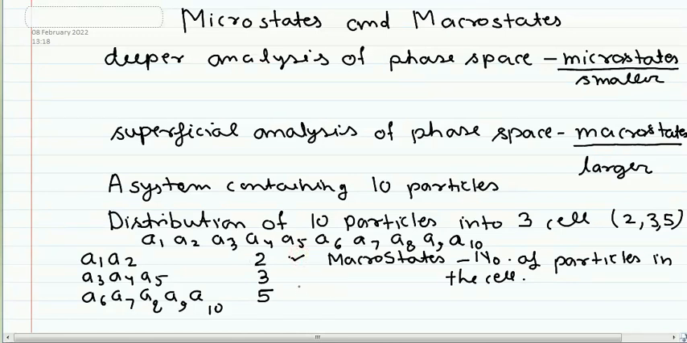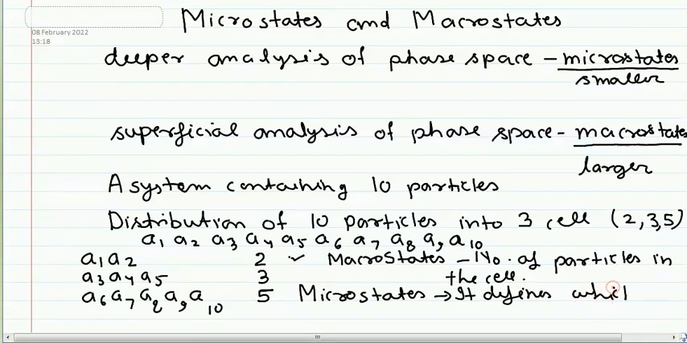Now when we come to the microstates, then it defines which particles are in the cell.